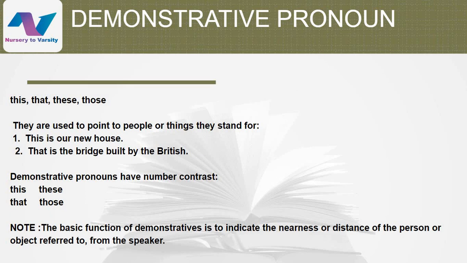So the thing that we can touch or we can point in a very nearby distance, in that case we use this as a pronoun. But the things that are too far to touch or too far to indicate, or we can just point them out by using a finger or some other ways, in that cases we use that. So this indicates the nearness or distance of the person or object referred to in terms of speaker. So that's how we decide what to use when.